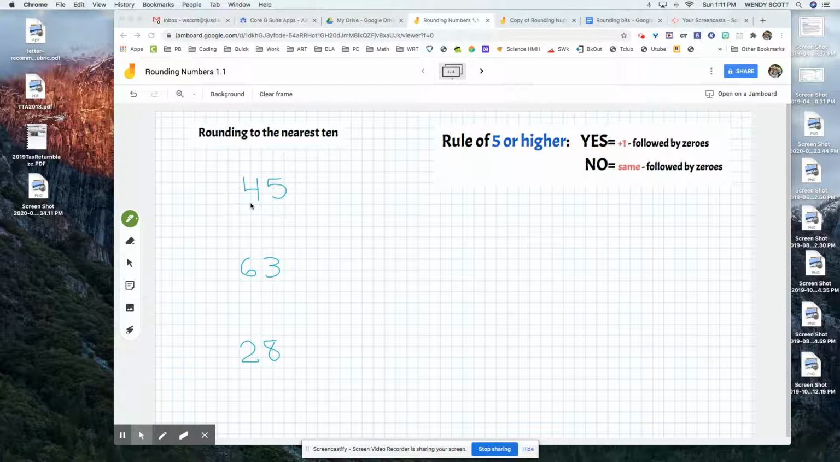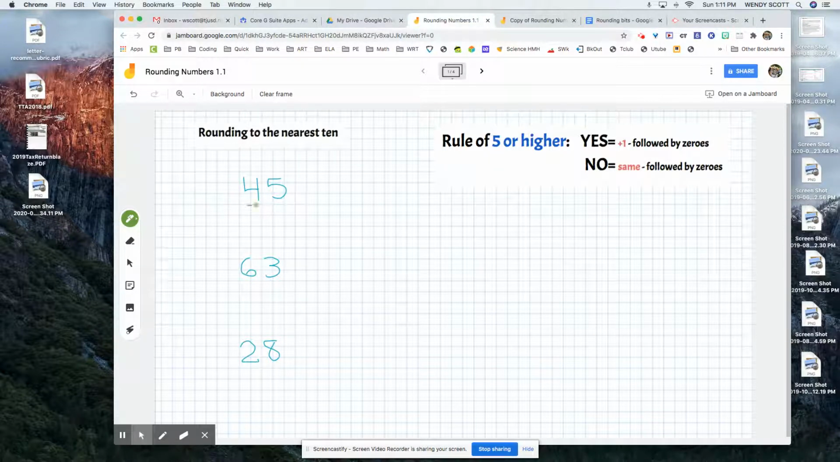The rule is I'm looking at 45. 5 represents my ones number, and 4 represents the tens number. If there were a number in front of the 4, that would be a hundreds number. So it's always ones, tens, hundreds. If there were a number in front of the hundreds, it would be thousands, and it keeps growing like that, right? We're rounding to the nearest 10.